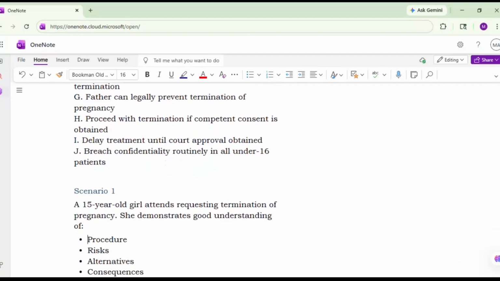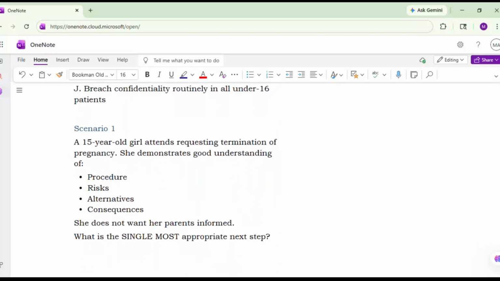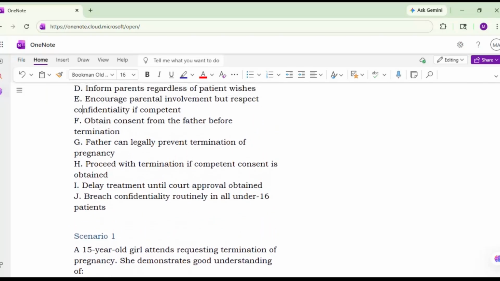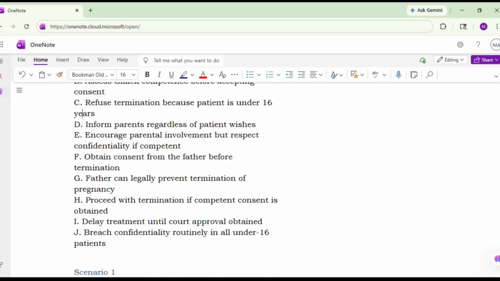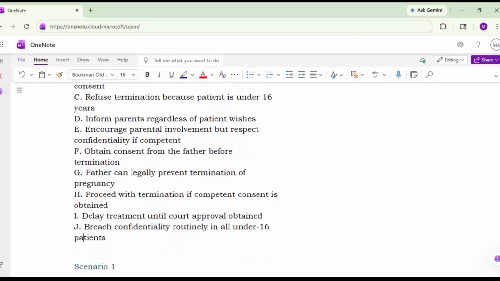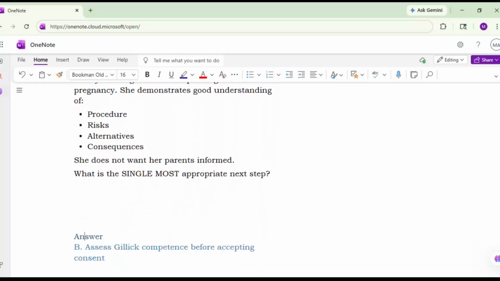She demonstrates good understanding of procedure, risk, alternatives. So she is Gillick competent. She does not want her parents to be informed. So we have to respect the patient's wishes and proceed, encouraging parental involvement but respecting the confidentiality if competent. Okay, I am saying E. Encourage parental involvement but respect confidentiality if competent.